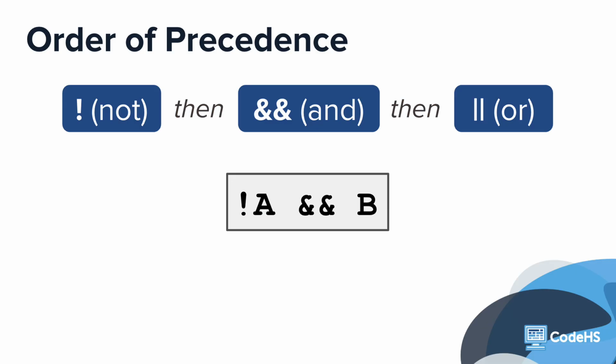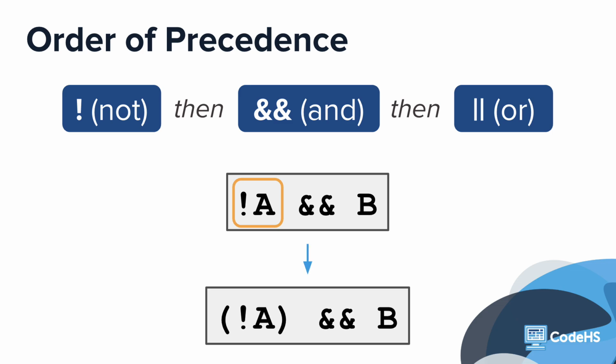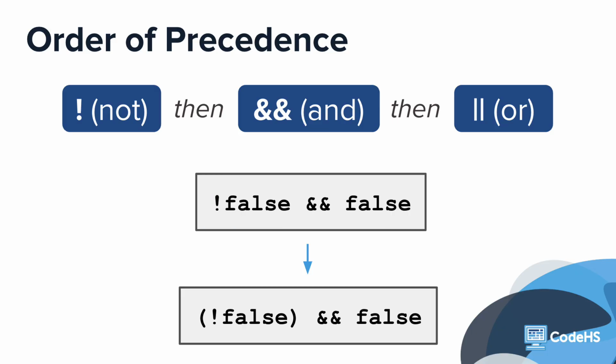If you were to write a Boolean expression that included both not and and expressions, like this one, not A and B, the not expression will take first precedence. This means that the not expression will be evaluated before the and expression. You can visualize this by putting parentheses around the not to illustrate that the expression will be evaluated before the and. If you replace the letters with Boolean values, you can see how this plays out. Not false evaluates to true, then true and false evaluates to false.